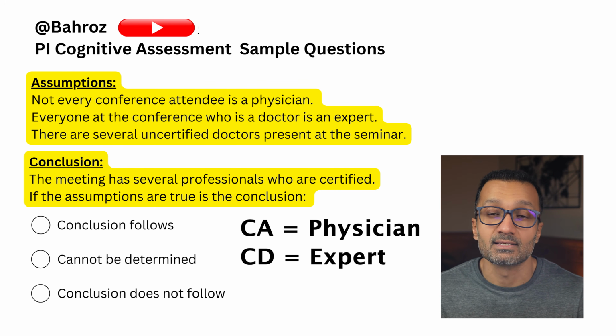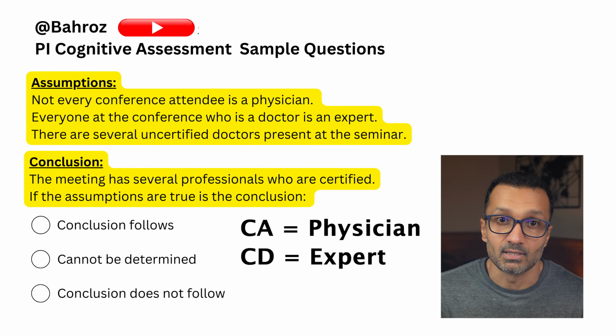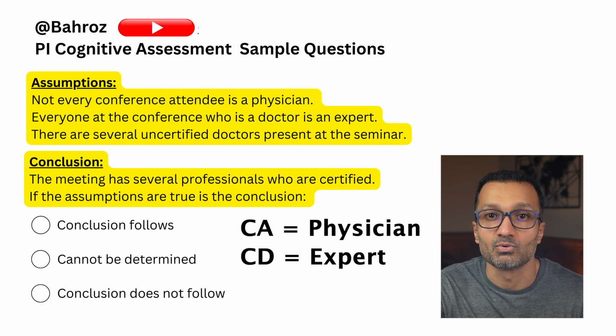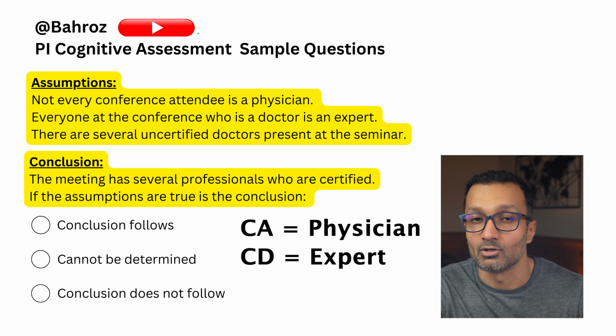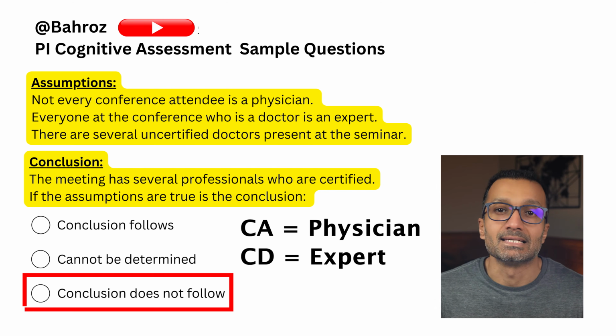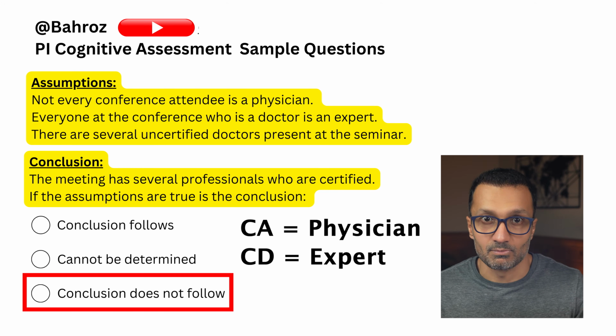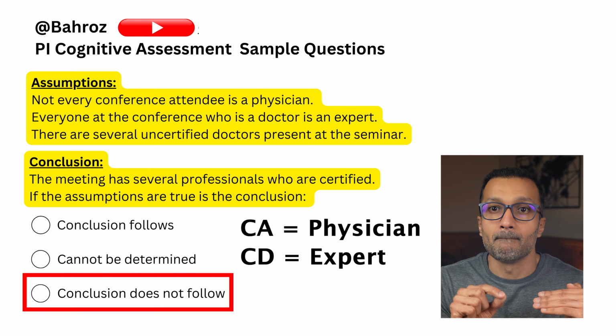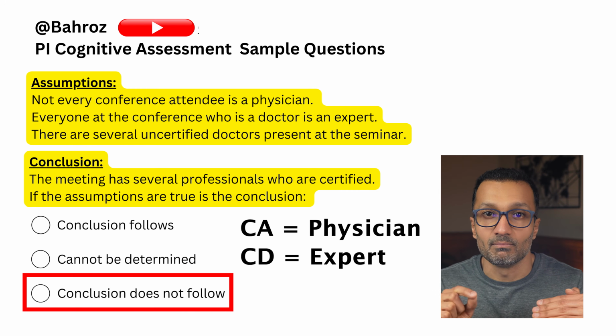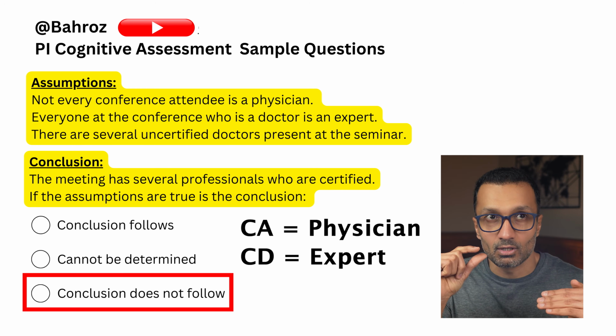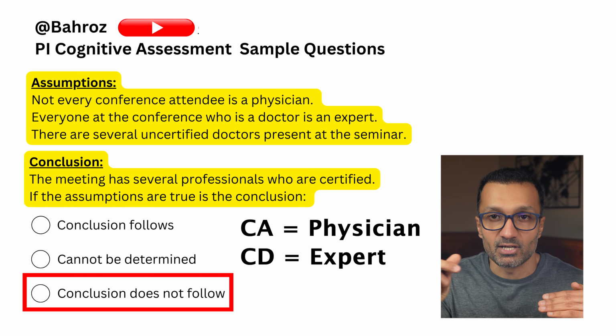There are several uncertified doctors present at this seminar. The meeting has several professionals who are certified. This is a conclusion. Can it not be determined? Conclusion follows or conclusion doesn't follow. Here the answer is conclusion does not follow. Assumption 1. Not every conference attendee is a physician, which means some attendees may not be doctors or may not be physicians. So you have to conclude what it means by reading every statement you read.